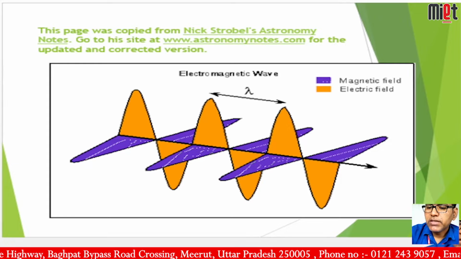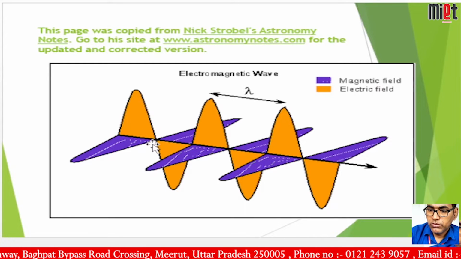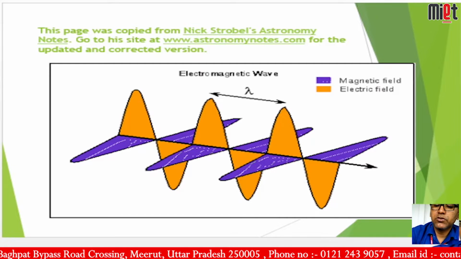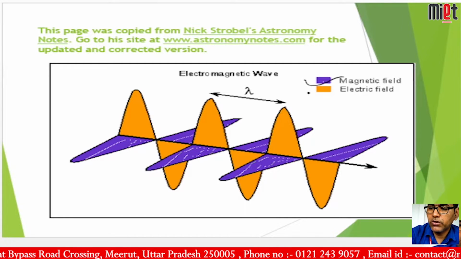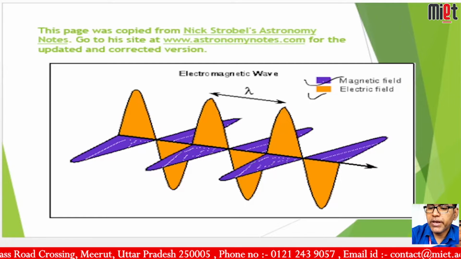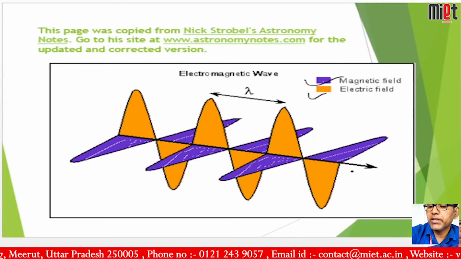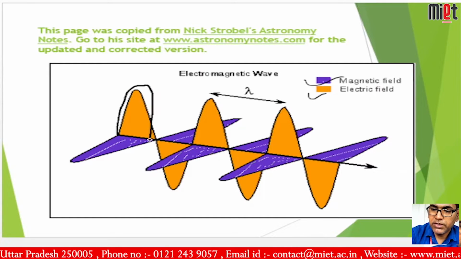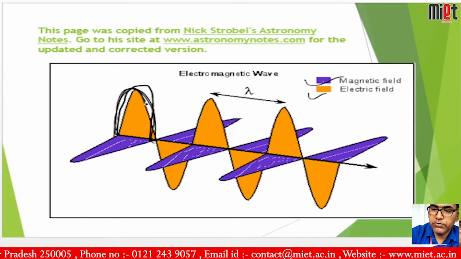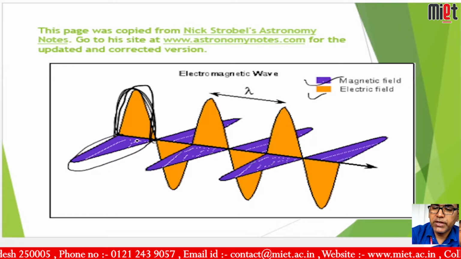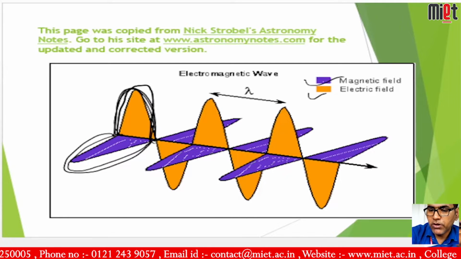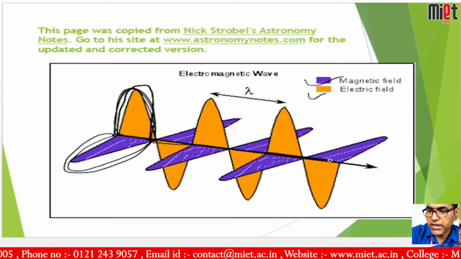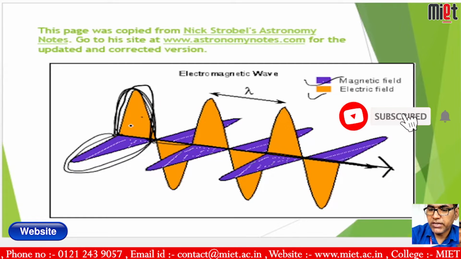Now in this slide you can see that there are two waves. One is shown in blue color and another is shown in orange color. Blue color is for magnetic field and orange color is for electric field. You can see that electric and magnetic fields are perpendicular to each other, and both are propagating in a direction perpendicular to each other. Electric field is given by this orange colored wave, and magnetic field is given by this blue colored wave, and they both are propagating in this direction. This is perpendicular to both the electric field as well as the magnetic field.